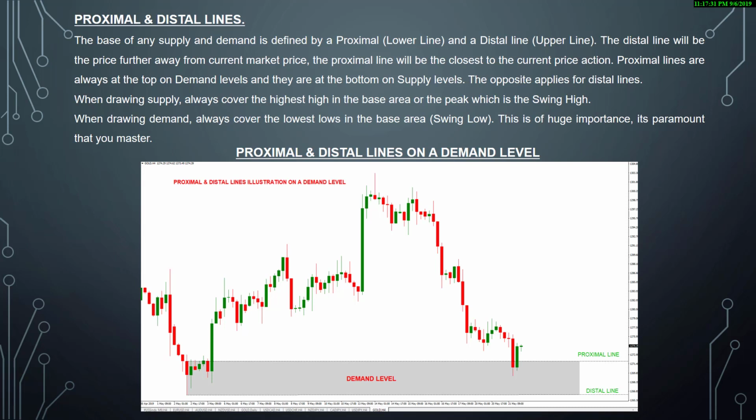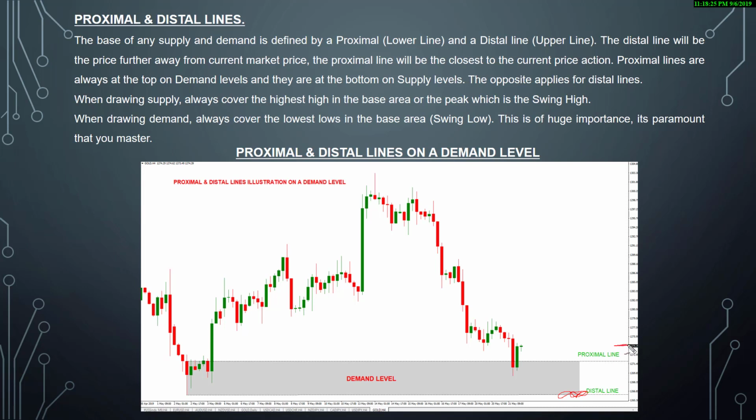The base of any supply and demand is defined by a proximal line, this is your lower line, and a distal line, which is your upper line. The distal line will be the price further away from the current market price. For example, we've got a demand zone here, right? You can see my two dotted lines. The distal line will be the price further away from the current market price. You see where my distal line is? This line here.